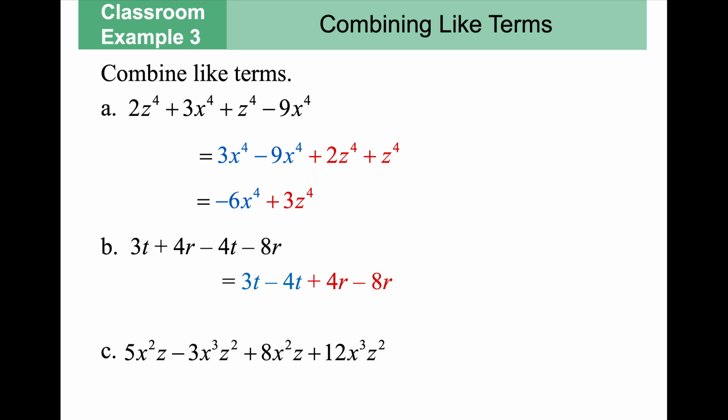And B, again, I've color coded them and I've moved the order a little bit. I've put the T's next to the T's and the R's next to the R's. 3 minus 4 is negative 1. 4 minus 8 is negative 4. And there's my combined like terms.